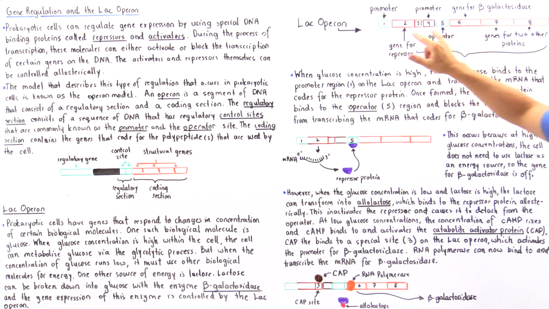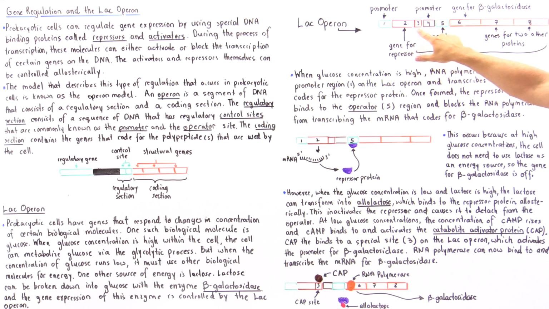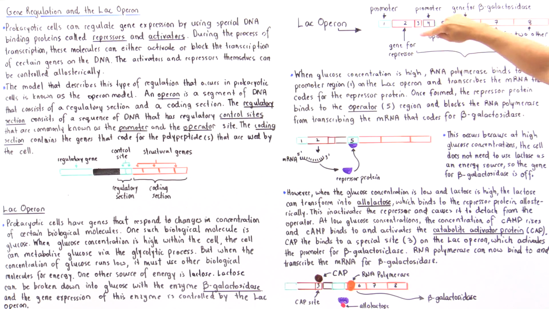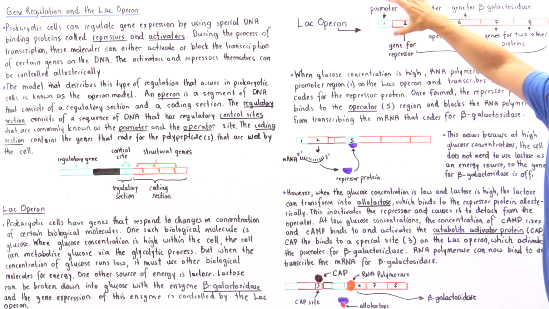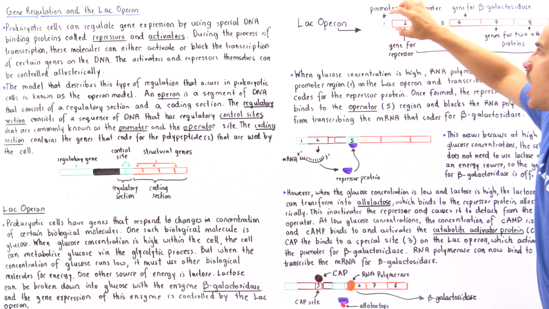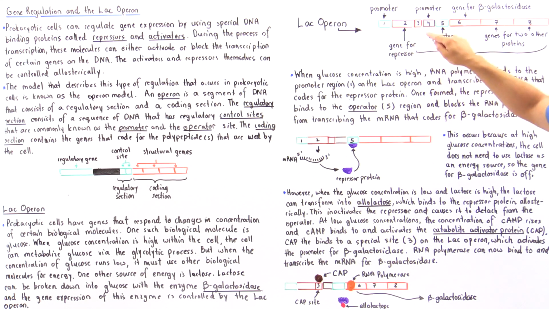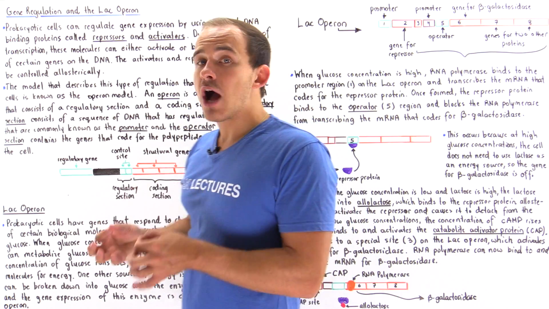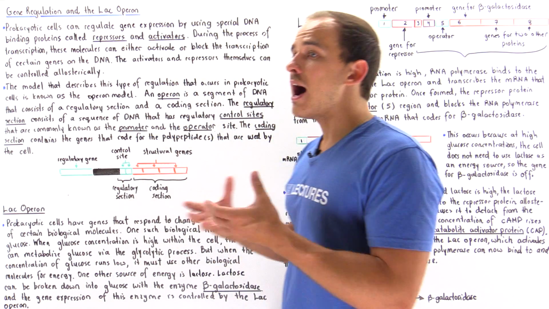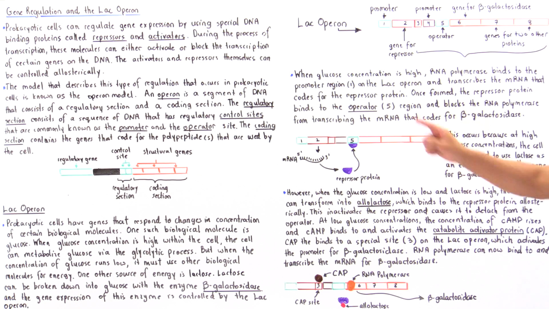And to the left of our CAP site, site number 3, we have the gene that codes for the repressor protein, and we also have the promoter of our gene that codes for the repressor protein. So let's discuss once again what happens when our cell contains a high concentration of glucose.